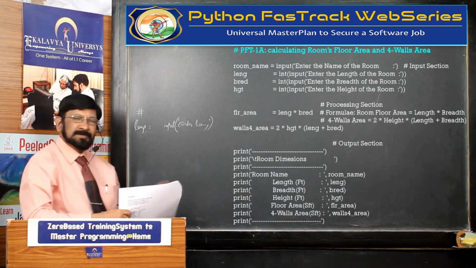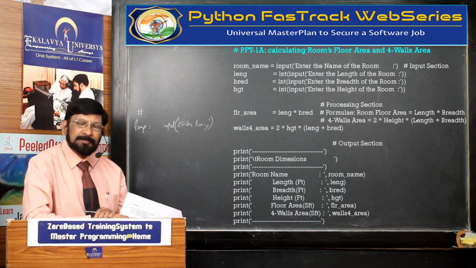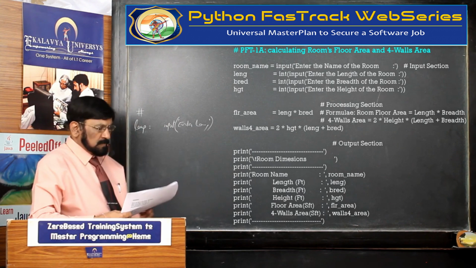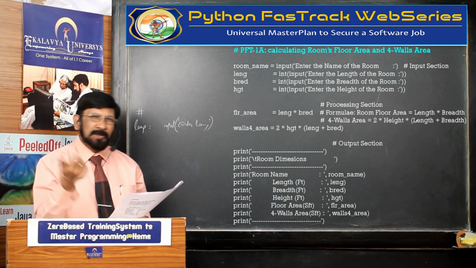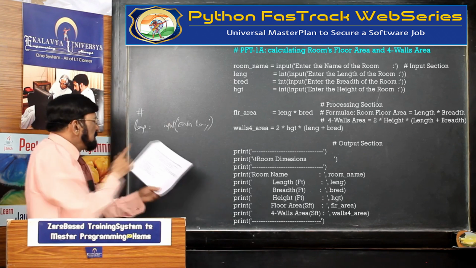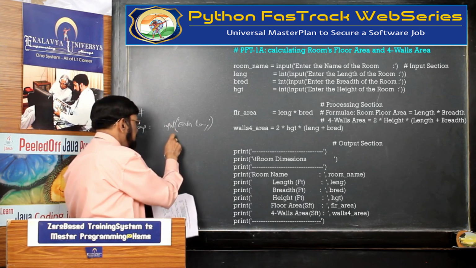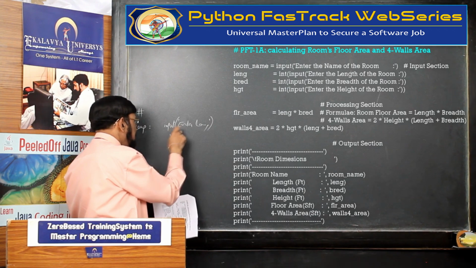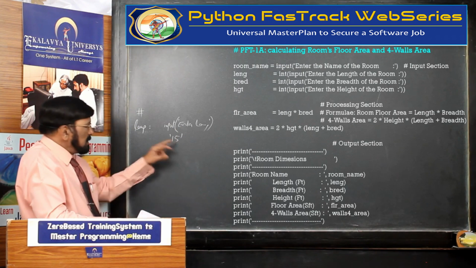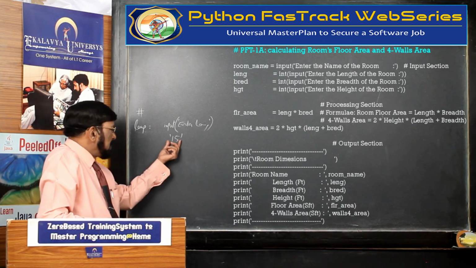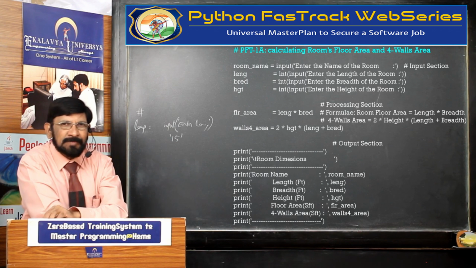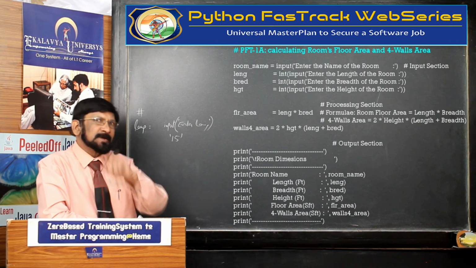This input function has a limitation. What is the limitation? Whatever data you give, it takes as a string. Suppose the first one is a room name. Room name is a string. That's why you are reading it as a string. No issue. But as far as length is concerned, it is an integer, but it is converted to a string. How can you make operations on it? You are not going to make string oriented operations. You are going to perform integer oriented operations.